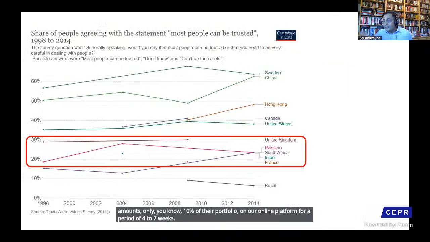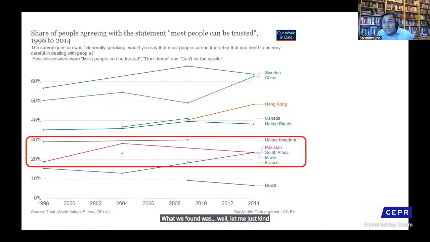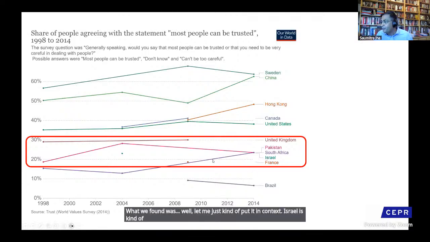What we found was, well, let me just put it in context. Israel is a society where around 22% of the population believe that most people can be trusted. So some might say it's a lower trust society relative to, say, Sweden and China, but around the same levels as Pakistan and South Africa.